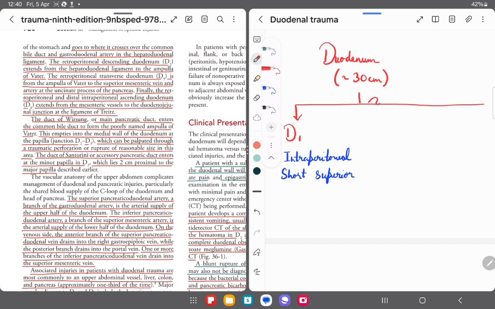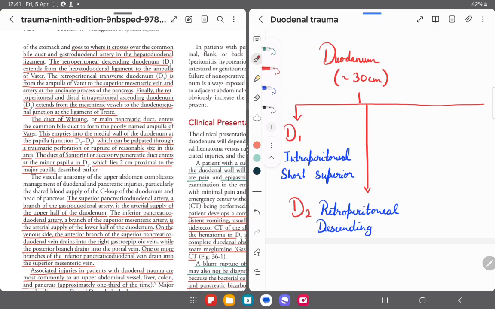Then we have D2, and D2 is retroperitoneal descending duodenum. It extends from the hepatoduodenal ligament to the ampulla of Vater.